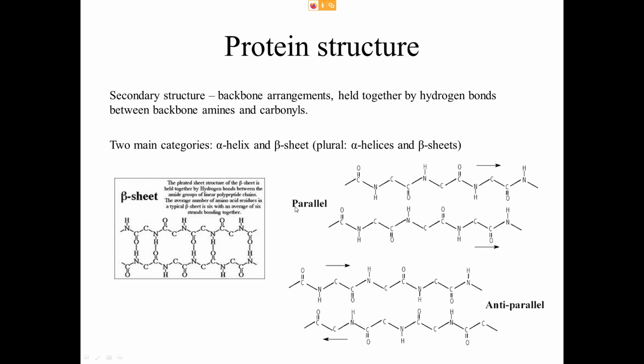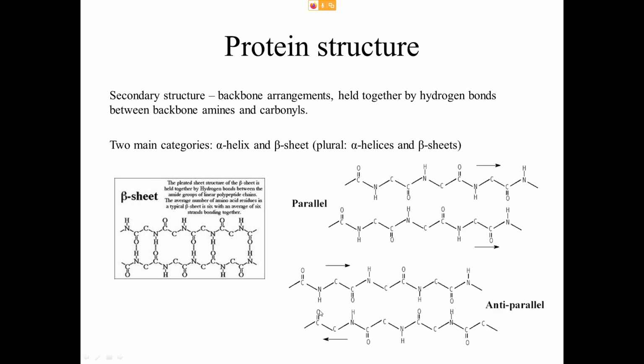These are called parallel strands of a beta sheet, or a parallel beta sheet. If they're going in opposite directions, like this one or this example down below, they're called anti-parallel because they're going in opposite directions. And again, you have hydrogen bonding.